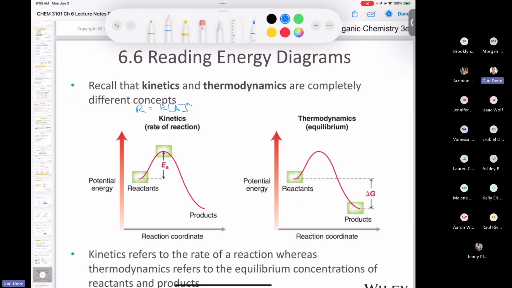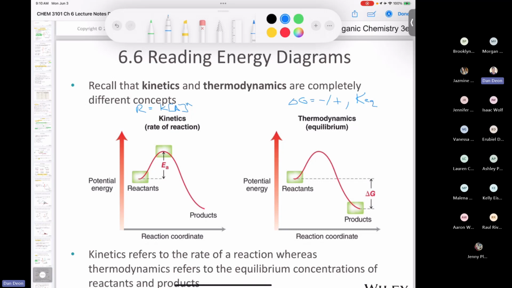Thermodynamics, that's based on delta G. Is the delta G negative or is it positive? How much reactants am I going to have and how much products am I going to have? That's an equilibrium process, right? That's all based on things like K equilibrium. It's something completely different. It's based on the relative energies of the reactants and products.